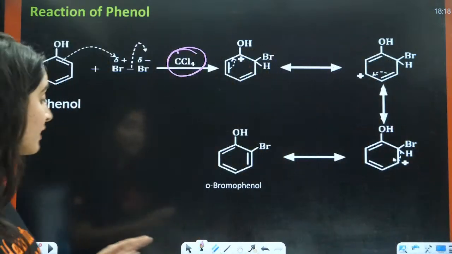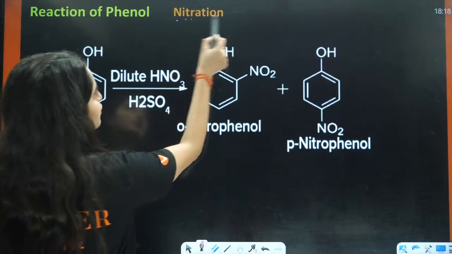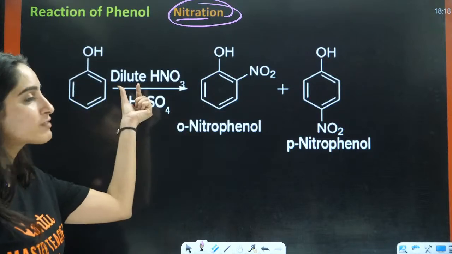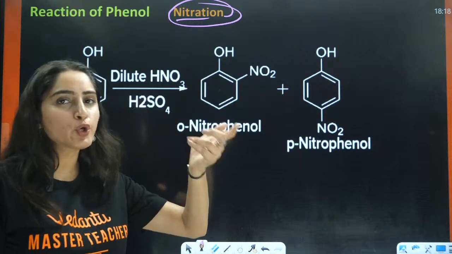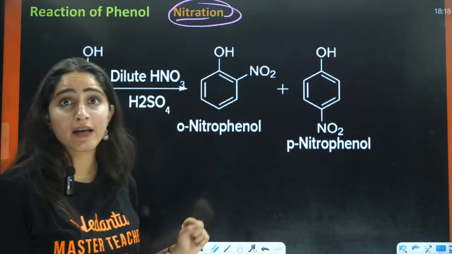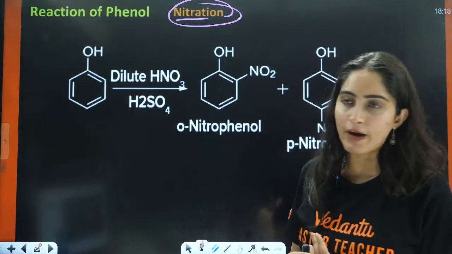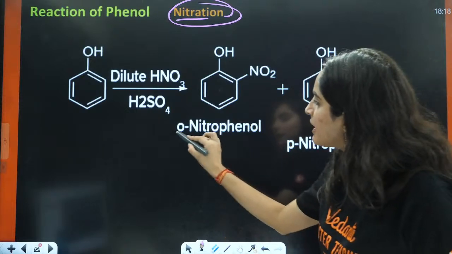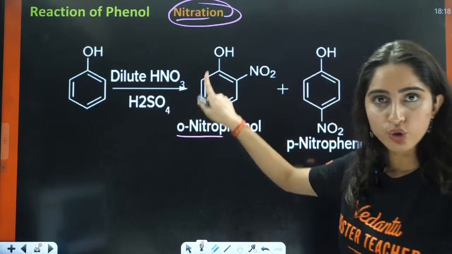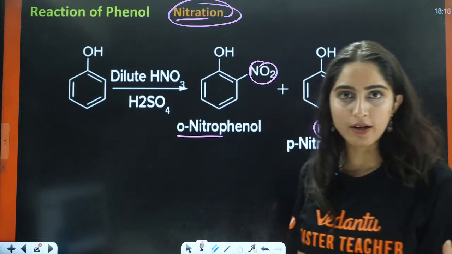Similar is the case for nitration also. If you have dilute, now in dilute, you know that there is water, but the concentration of the electrophile is less, right? That is why when you have dilute HNO3, here it is at ortho and para position. Two different products are formed.